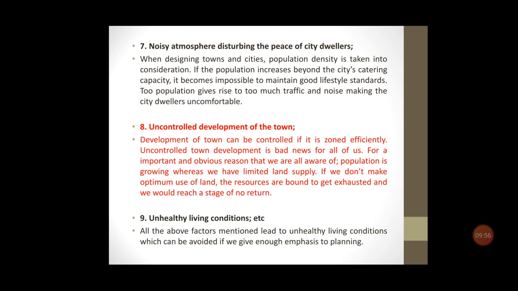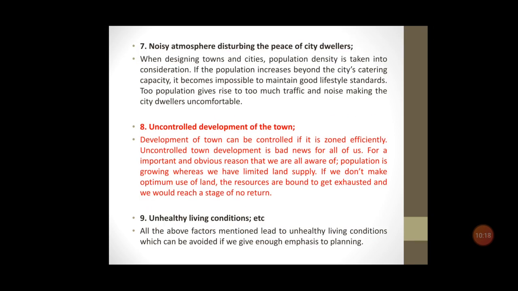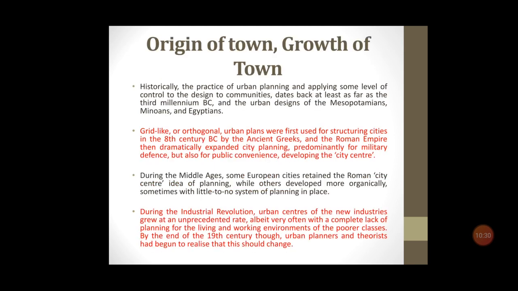Means if planning is not there, then the growth, whether it is a horizontal growth or a vertical growth of a town, may be uncontrolled growth. Then unhealthy living conditions are also there within the city. So these are the various conditions, or the various parameters, which are responsible for the necessary provision of town planning for any city or any town within the city.